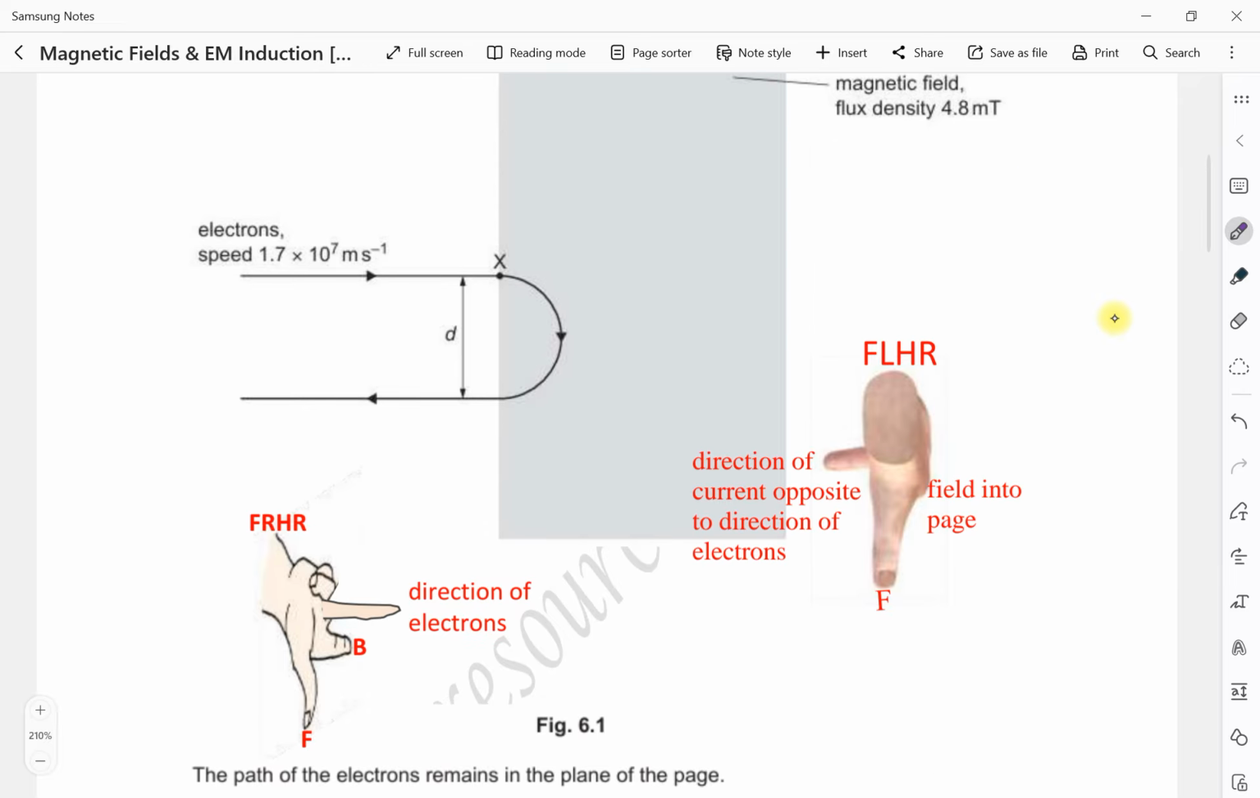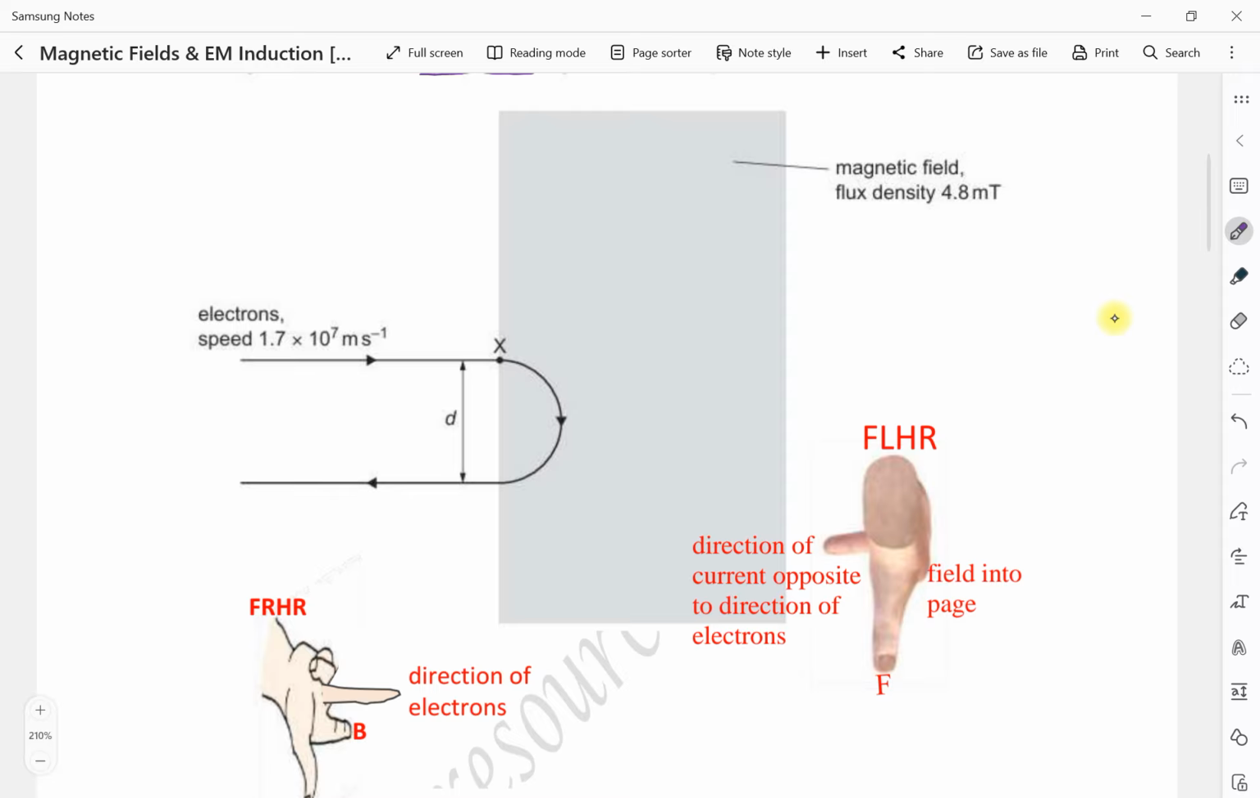Of course, we use Fleming's left-hand rule to tell the direction of the magnetic field. Because the electrons are negatively charged, we reverse the second finger to point in the opposite direction to that of the electron, because the second finger of Fleming's left-hand rule is supposed to point in the direction of the current. And we know that electrons move in the opposite direction to current. So if electrons are entering the field from the left-hand side, moving towards the right, then the second finger must point towards the left.